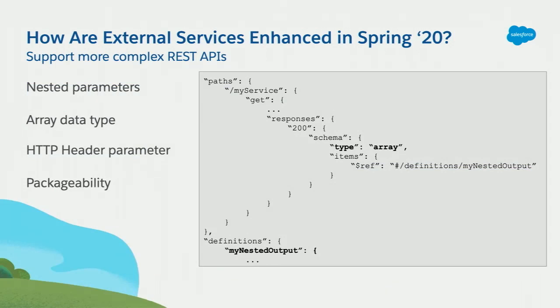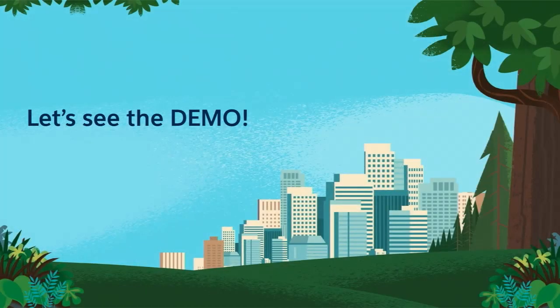Well, in general, what that just means is we support more complex API schemas that you can now integrate with. In particular, if the schema requires HTTP header parameters or has nested parameters, we now support that. And then we have better support now for arrays and packaging as well. But I think this will make more sense in a demo. So let's switch over to the demo.